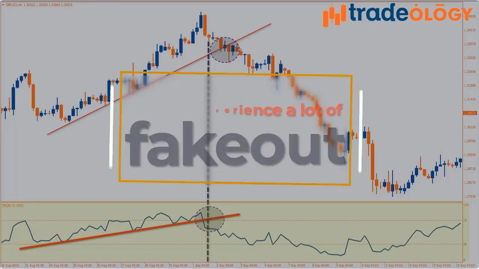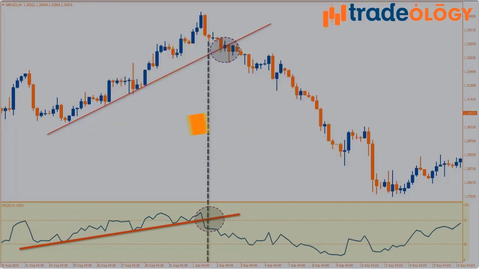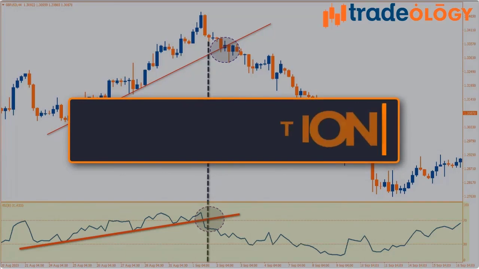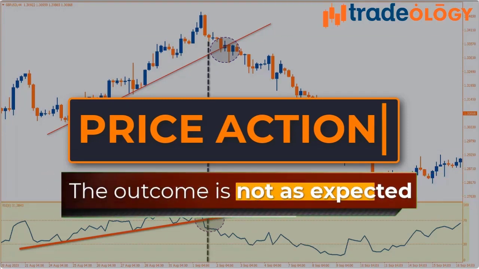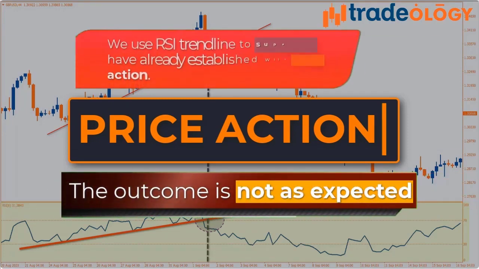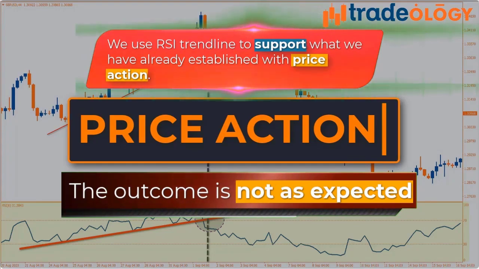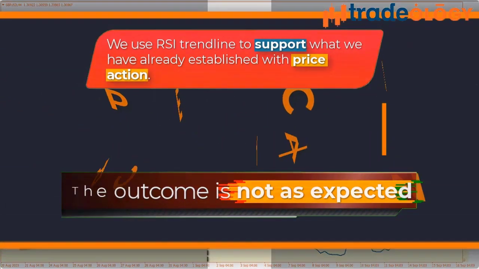That's why it's really important to closely observe the price action and not solely rely on indicators. Price action rules are designed to help us make money and become better traders. If you were to take a trade every time you see a breakout in the RSI trend line, you would soon realize that the results may not be as expected. Instead, we use the RSI trend line to support what we have already established with price action.